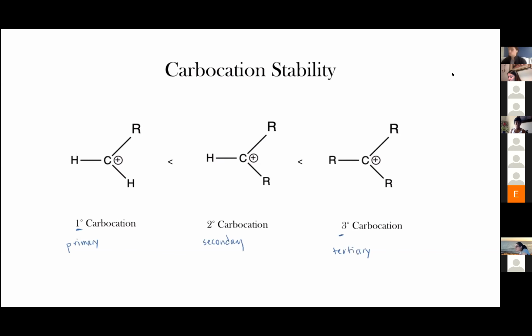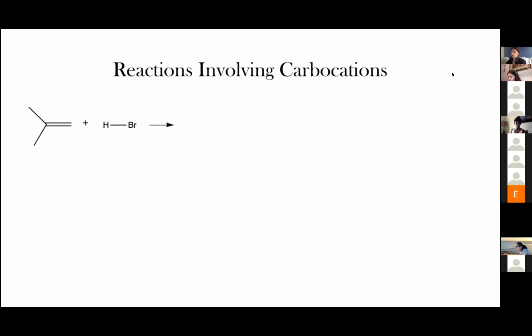okay? So if we look at this reaction, the first step is that the electrons from the pi bond attack the hydrogen, which releases the bromine by itself. So you get a bromine anion, and a new single bond, or sigma bond, is formed with that hydrogen.